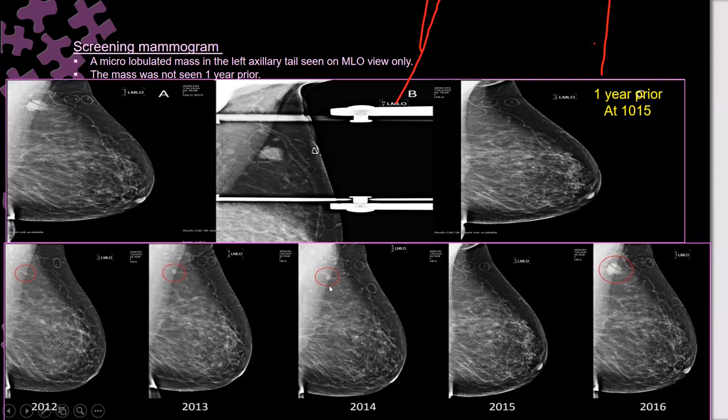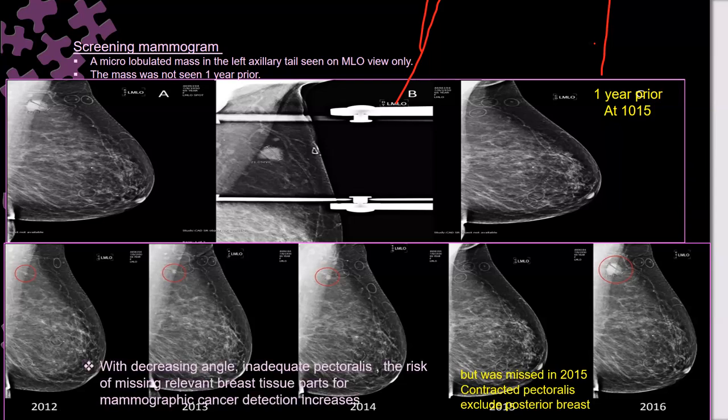This is the difference between two years. That is why it is important, when you compare, to compare over many years, not only one year. But look at the pectoralis. Here, pectoralis adequate. But here, definitely, the pectoralis is contracted and inadequate, narrow, neither shape nor angles. Only the length is okay. Otherwise, the angle is not, the width is not, and the shape is not adequate. That is the reason for missing the breast cancer.